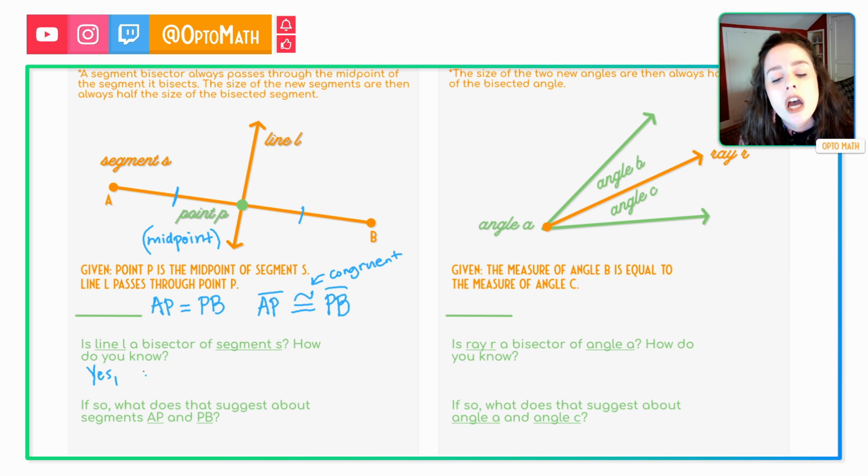And the reason we know is because line L passes through midpoint P. You could also write the midpoint P or the midpoint point P, but the easiest way is probably just saying midpoint P. And we know that because it's given to us. Both of those are given. It's the midpoint and it passes through P.